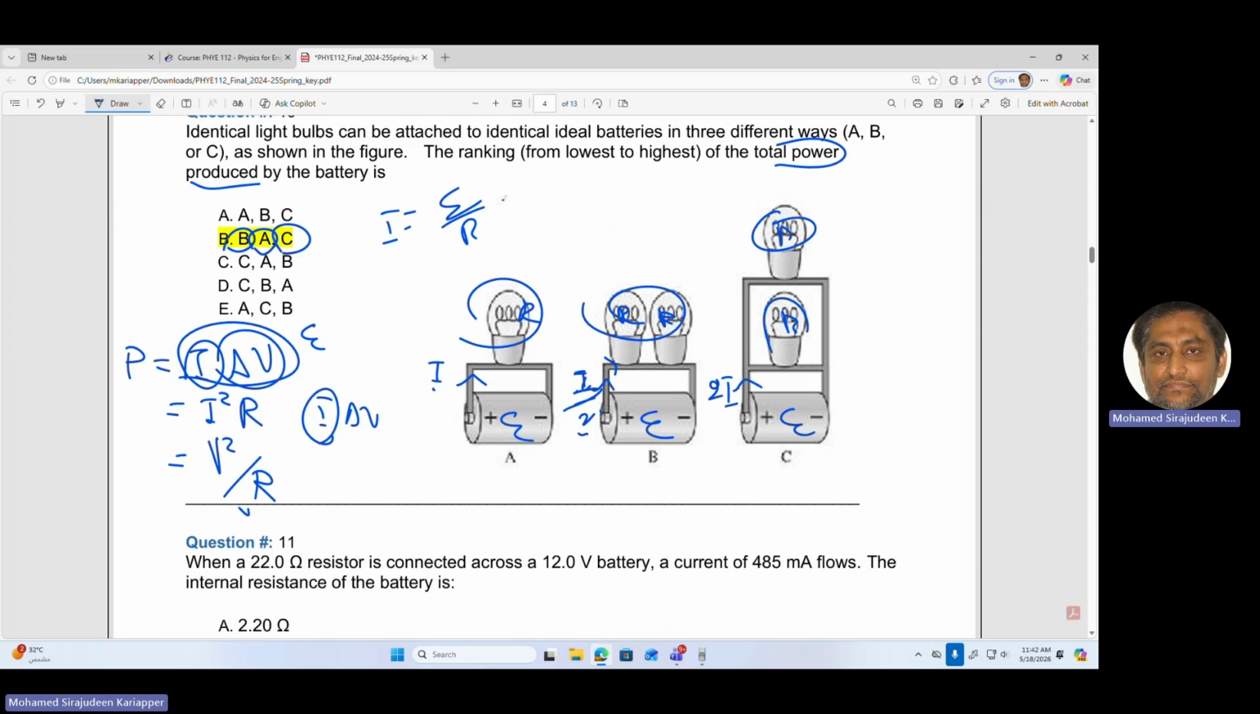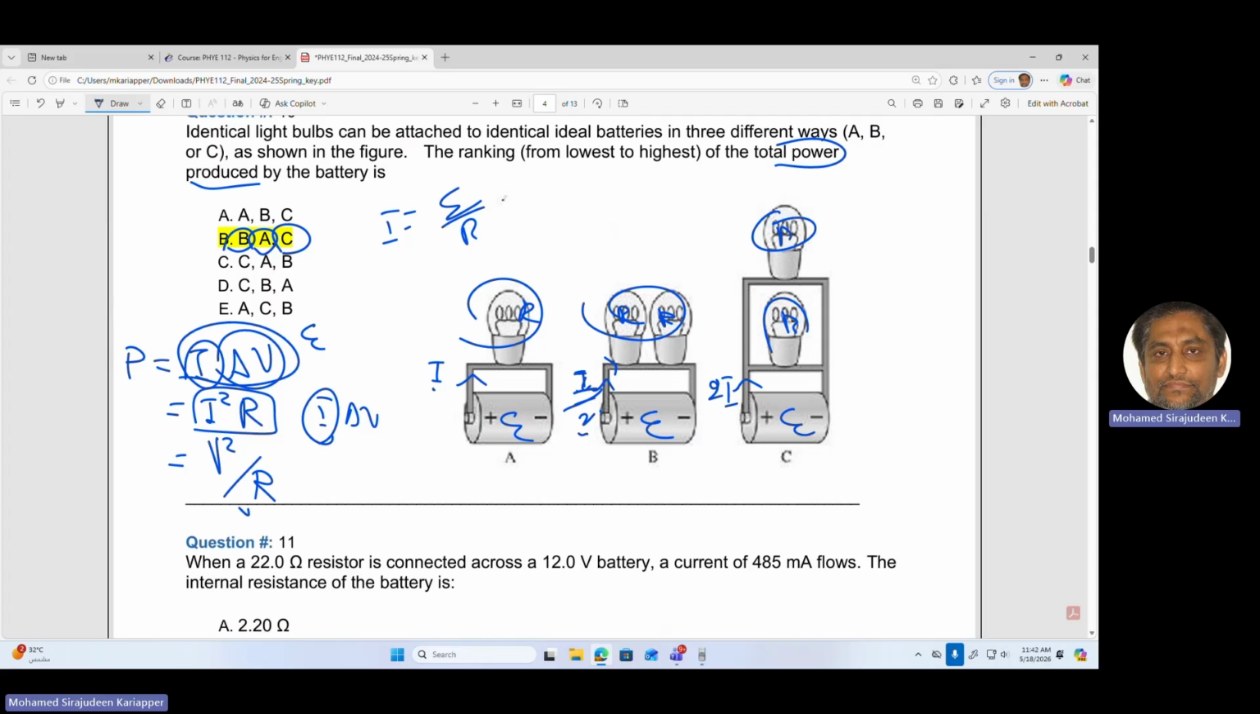Okay. Maybe I have an idea to give a question. Suppose the question is not about the power delivered by the battery. Which is the brightest? Which is the lowest brightness? Now you need to use this equation. Why? Because we know the resistance of each bulb. We know the I and we know the resistance. So tell me, which is the lowest brightness?